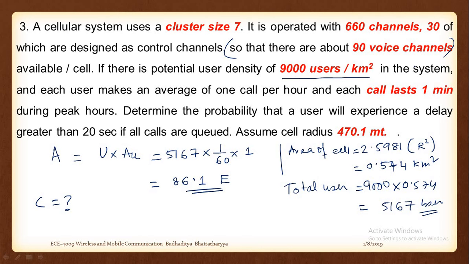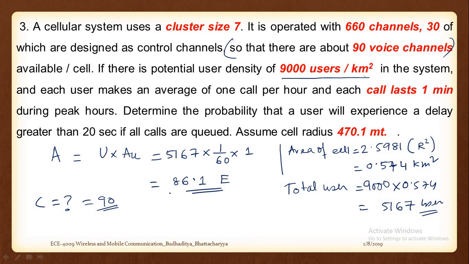Then you have to find out what is the number of channels for the voice. Here it is directly given that there are 90 voice channels, but ideally 660 minus 30, that is 630, are the total voice channels throughout the coverage. Now you have cluster 7, so you divide by 7, so you get 90 channels. C is equal to 90. So now for 90, we know the intensity. Now we have to find out with respect to Erlang C what is the probability.